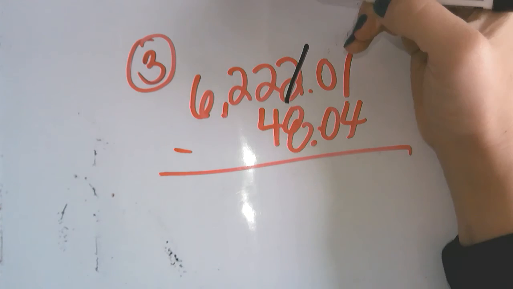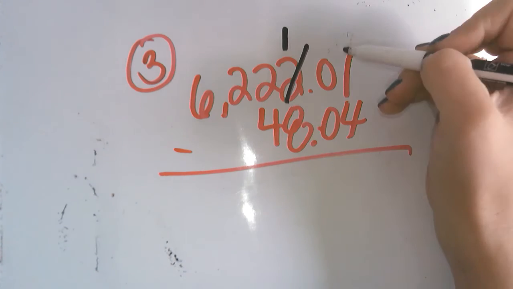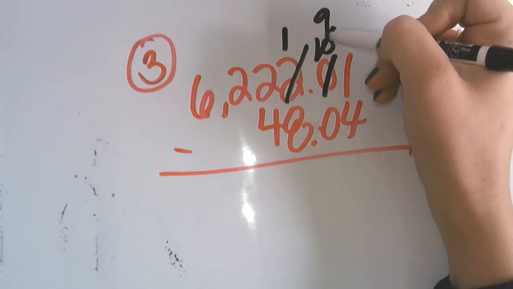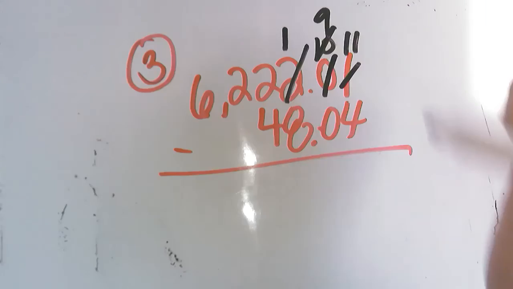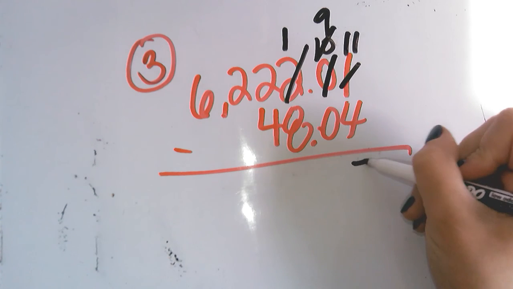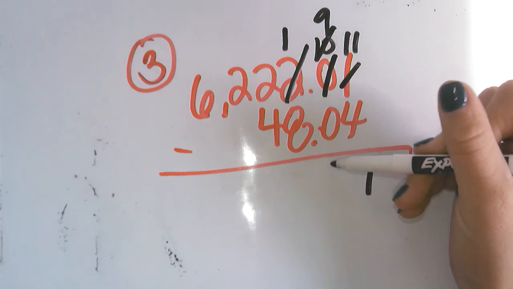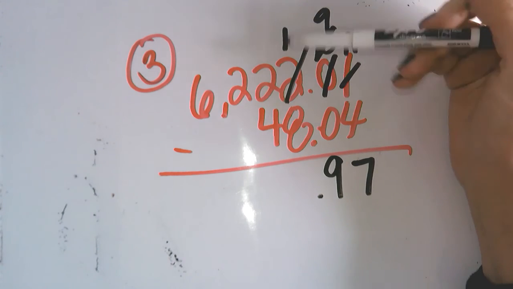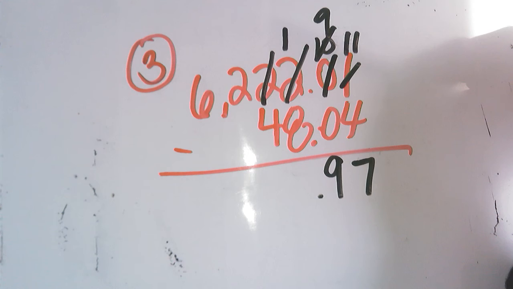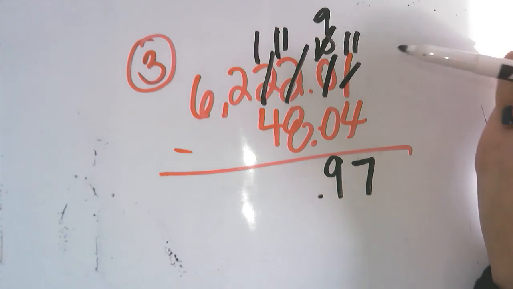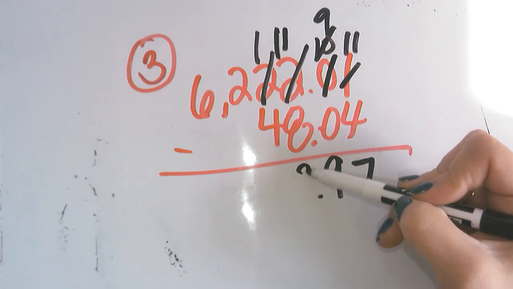So I have to go to my 2. Cross out the 2 and make it into a 1. I'm gonna have to regroup here, but I'm still not to this position, so I have to regroup again. And now I have 11 minus 4. And 11 minus 4 is 7. 9 minus 0 is 9. And then I have 1 minus 8. I can't do that, so I must regroup again. Cross out the 2, make it into a 1, make this into an 11. 11 minus 8 is 3.